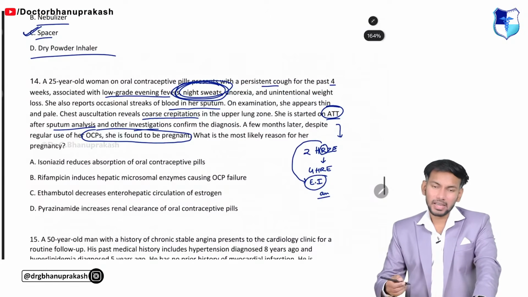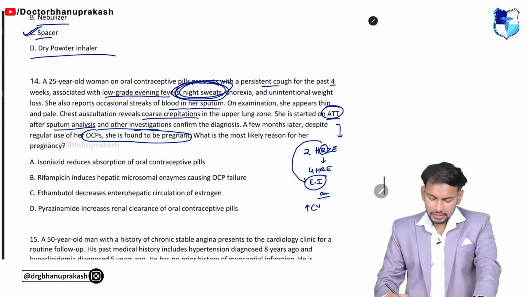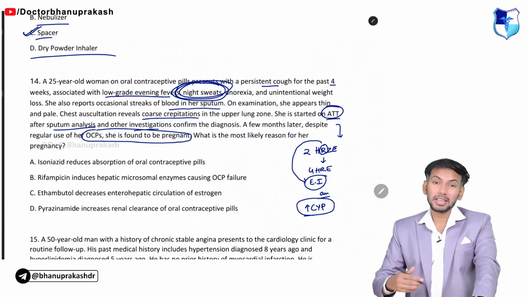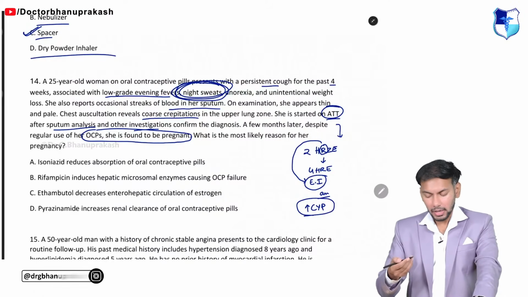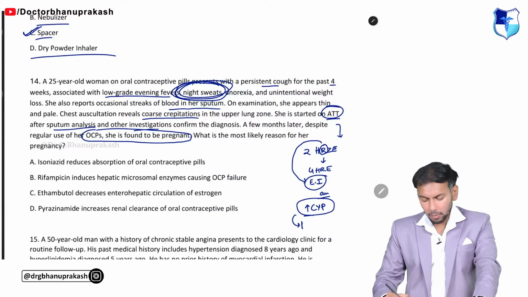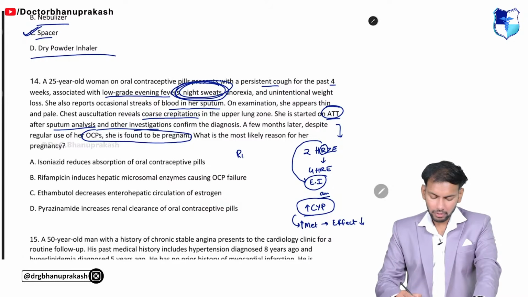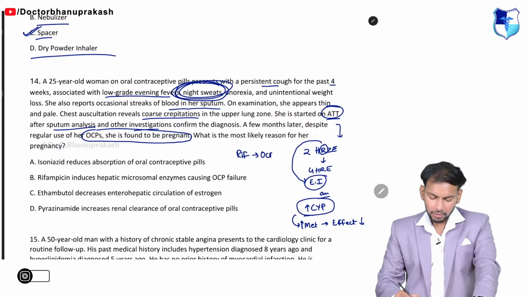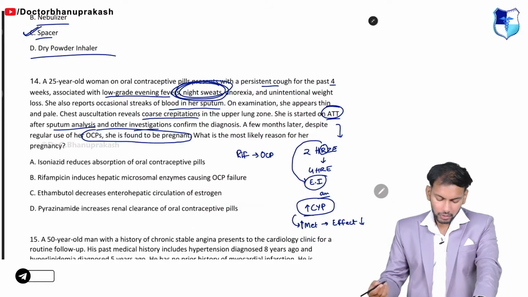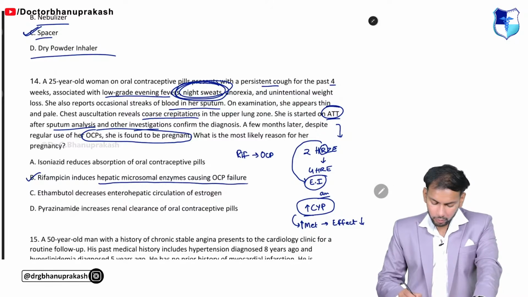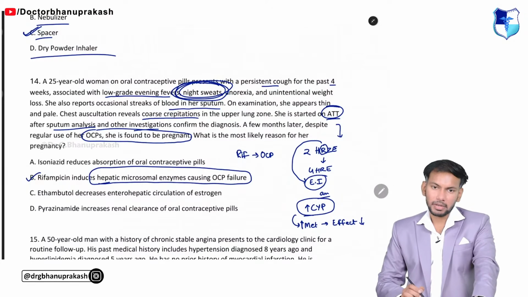So, if it is an enzyme inducer, it will increase the CYP enzyme activity. Yes, and it will increase the metabolism of OCP. And when the metabolism of OCPs is increased, the effect will decrease. Did you understand? So it is causing OCP failure. That is what I told you. Rifampicin will cause OCP failure. Now it will be pretty simple. You don't even have to look at the options. Rifampicin induces hepatic microsomal enzymes causing OCP failure.